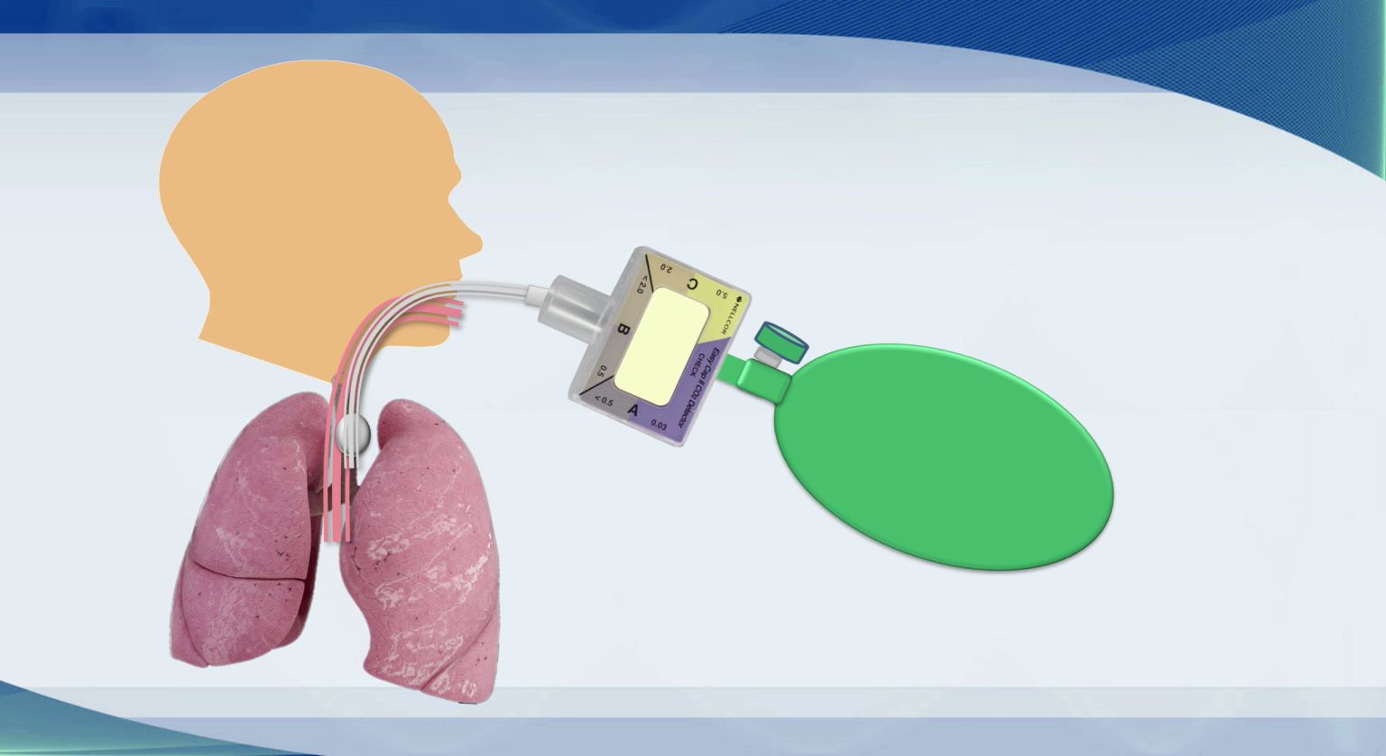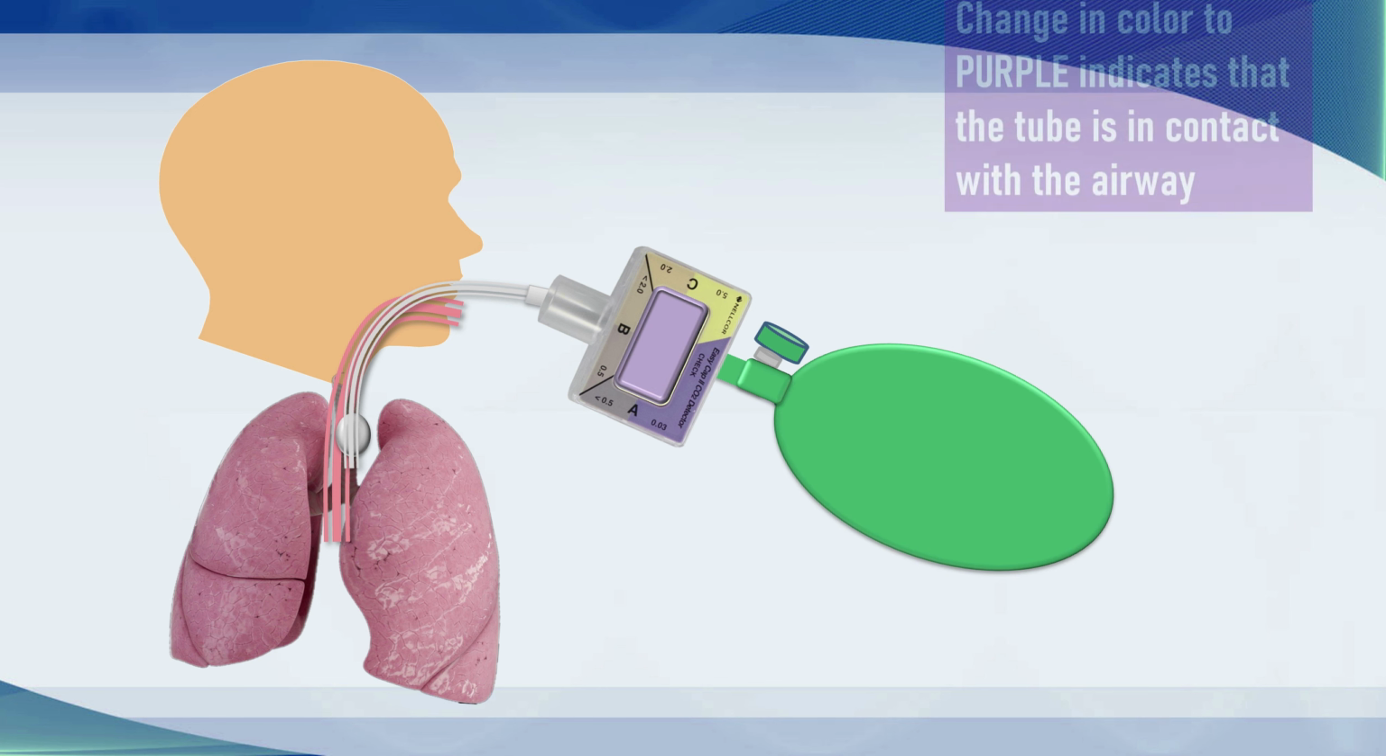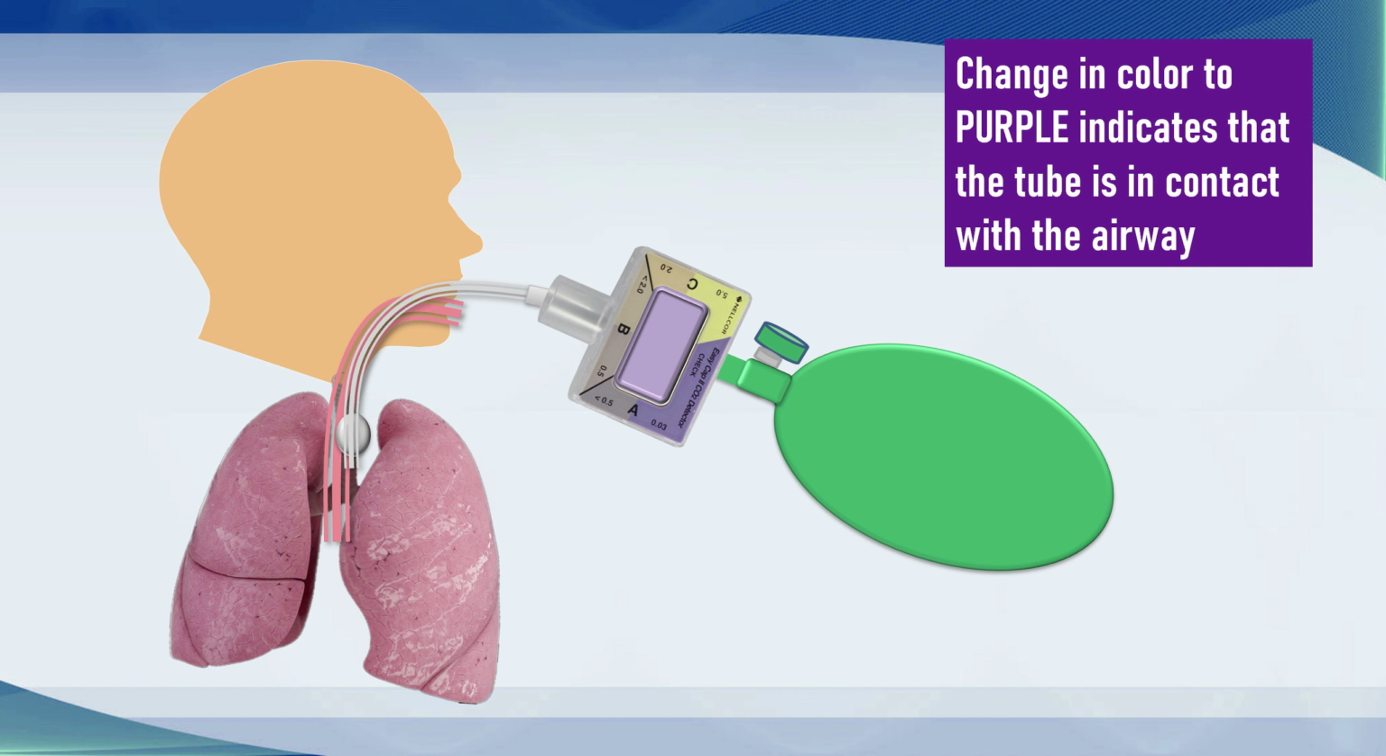And then what you do, and you can see here that the little window, by the way, is yellow on this. And what you do is you bag the patient, and as the bag refills, carbon dioxide should pour out of the patient into the device, and then it changes to purple, indicating that carbon dioxide is coming out of the patient. Carbon dioxide can only come out of the lungs. There's no carbon dioxide in the stomach. And if CO2 comes out, the color changes, then you can be pretty sure that the tube is at least in contact with the airway. It may not be in the correct place in the airway, but at least it's in the airway some way or other.